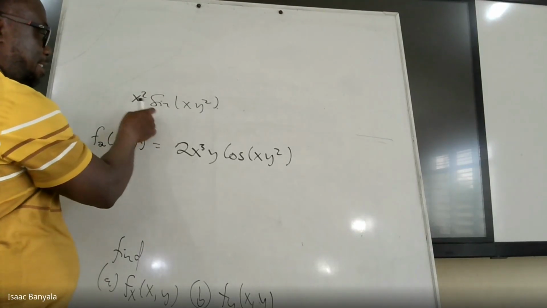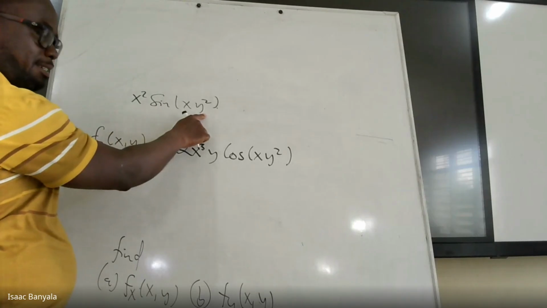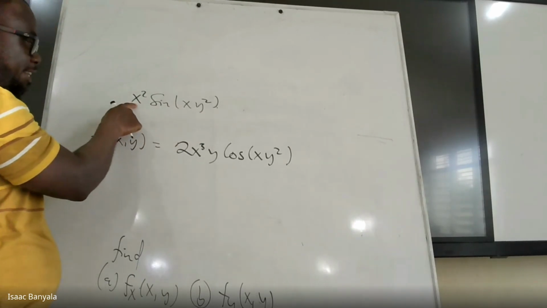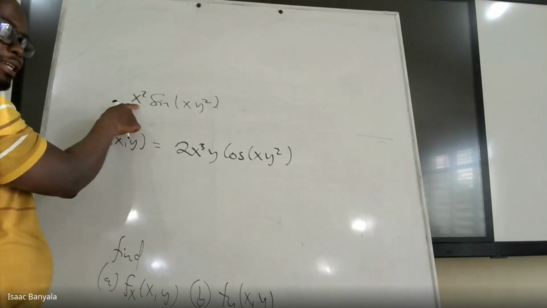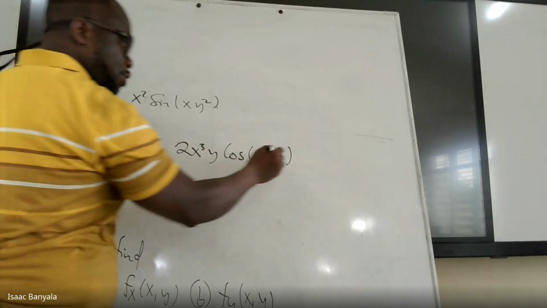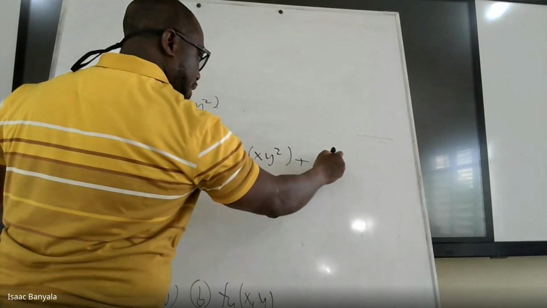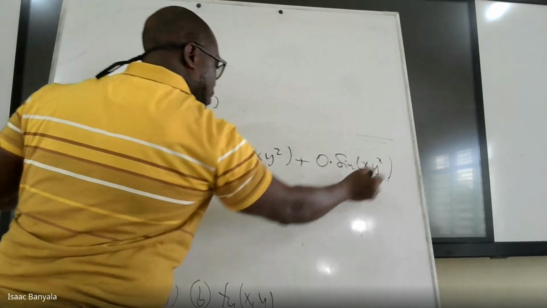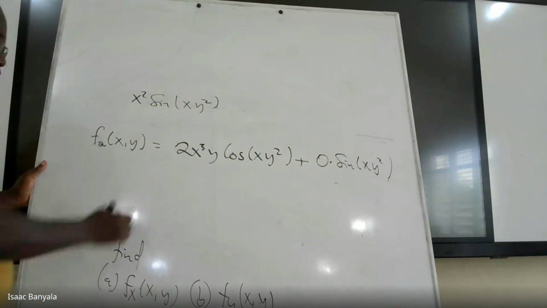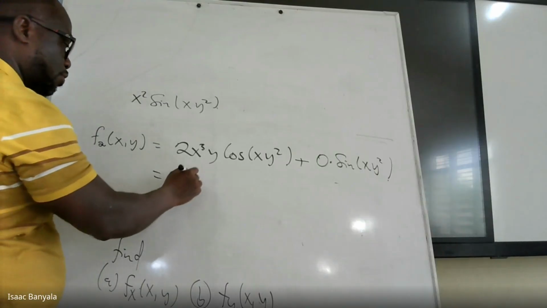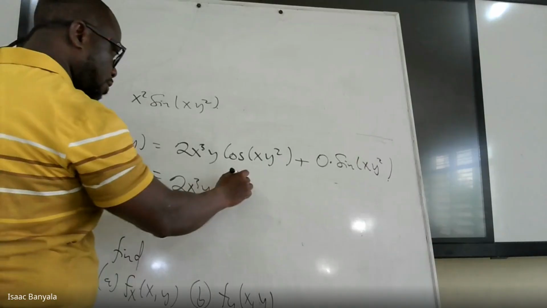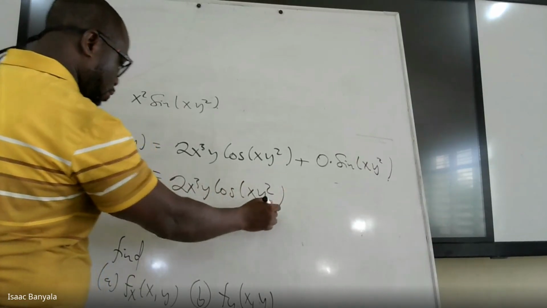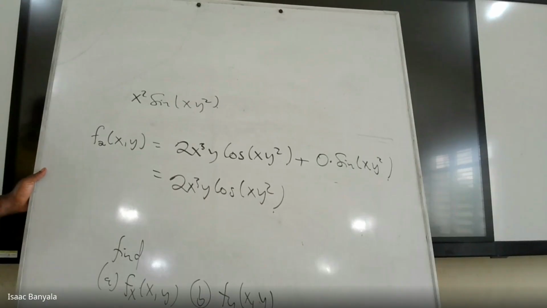Now we kept this and we differentiated that. Now let's keep this and differentiate this. This one, there's no y. So if you differentiate this, you get 0. It will be 0 times sine x y squared, with the whole thing being 0, right? So at the end, I have 2x cubed y cos x y squared.